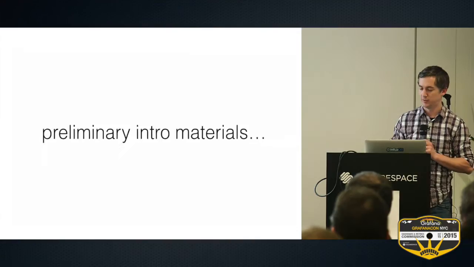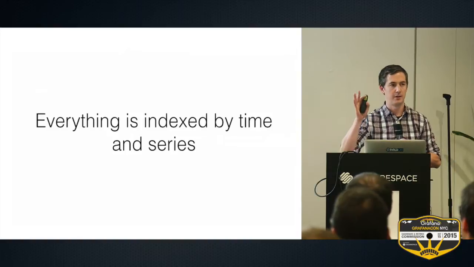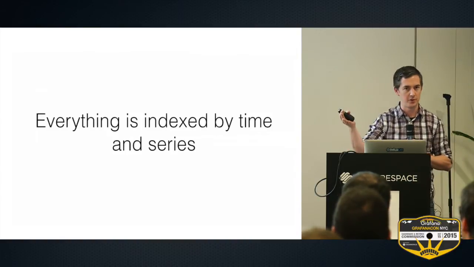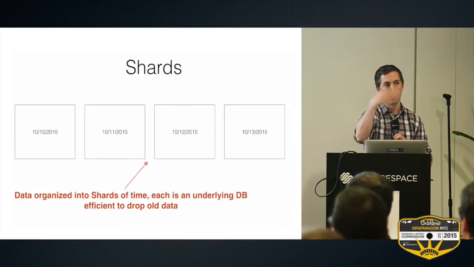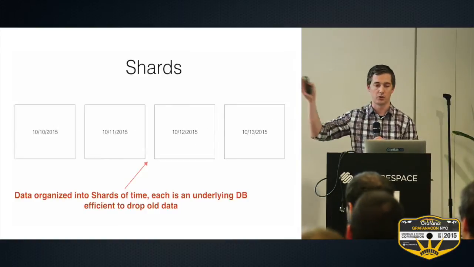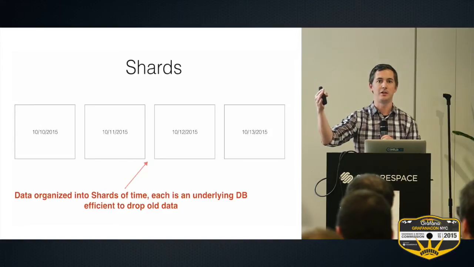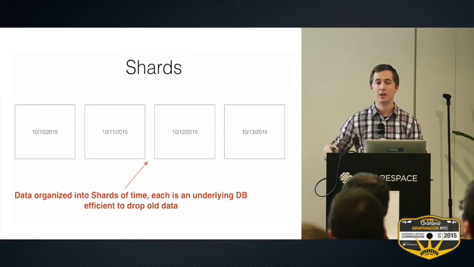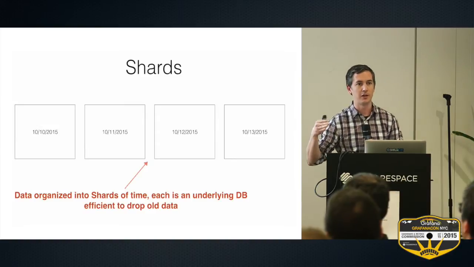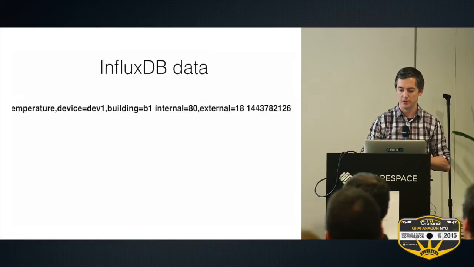Preliminary materials. So obviously we're a time series database. Everything is indexed by time and the series. We organize data in the database into what are called shards. Each shard is a contiguous block of time. In this example, we have one shard per day. And that makes it easy for us to evict old data very efficiently.